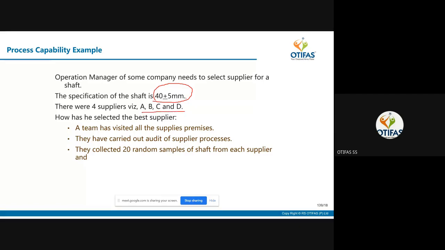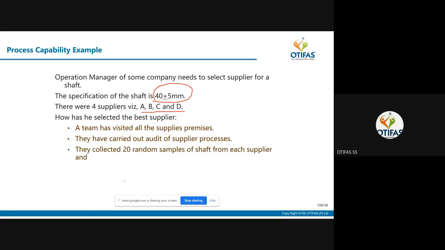Now I want to select one best supplier. This is normally done by the OEMs. If they want to select a supplier, what do they do? They have their specification, then they will have a list of suppliers, initial document verification, and then they ask for suppliers, and suppliers will apply for it. Then they see the documents, shortlist some suppliers, and then go to the supplier premises and select a supplier.